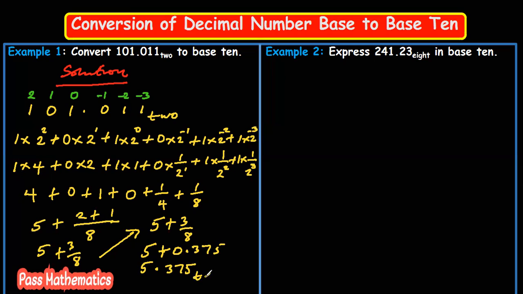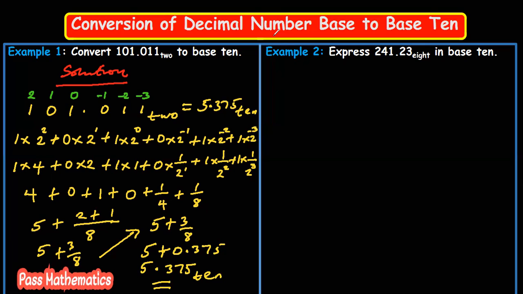So we have successfully converted this number which is in base 2 to this in base 10. This is how to do it. Very simple. So you can say this number is now 5.375 in base 10.